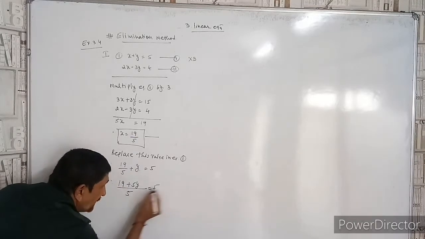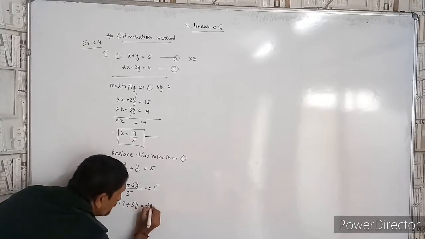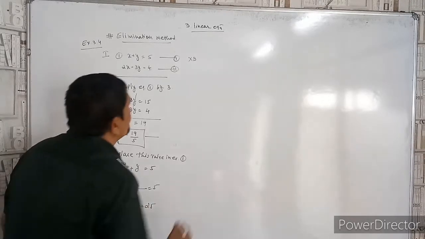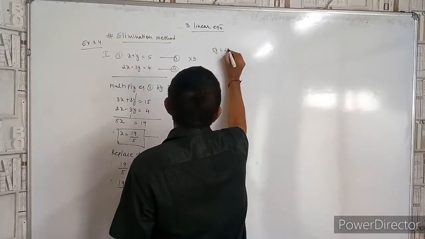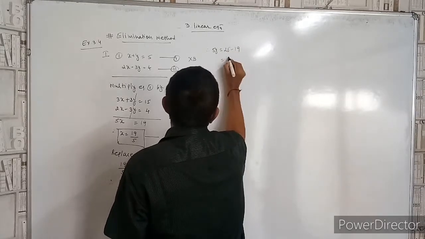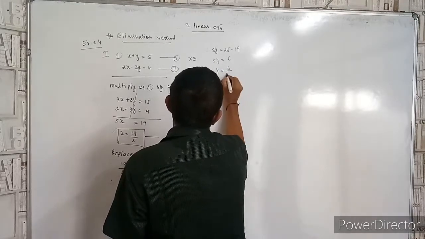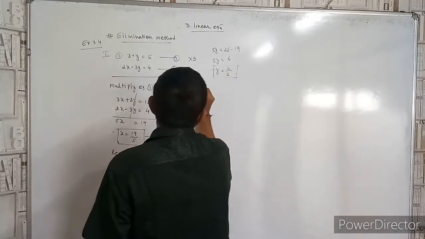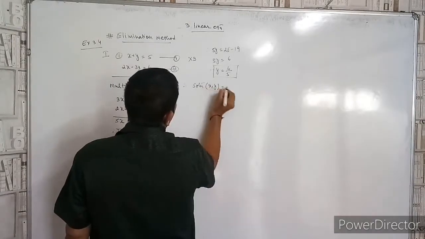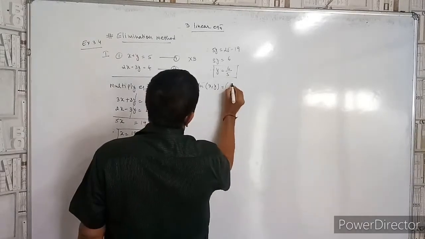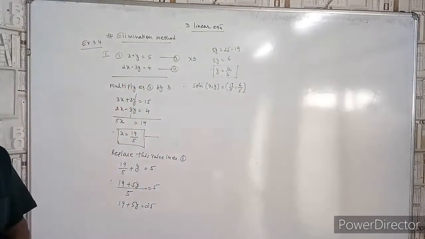The 5 will multiply over here too, so it is 19 plus 5y is equal to 25. Now 19 will shift, so 5y is equal to 25 minus 19. It remains 6. Therefore y is equal to 6 by 5. So the solution (x, y) is 19 by 5 and 6 by 5. Here our question is over.